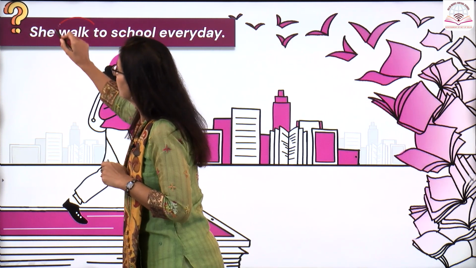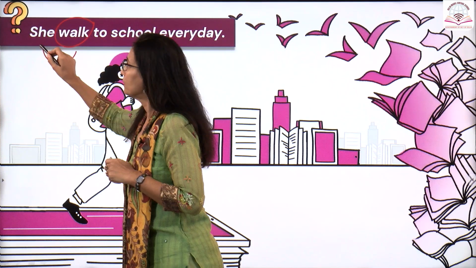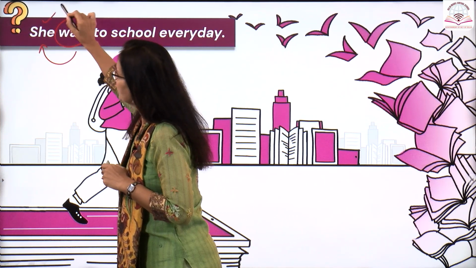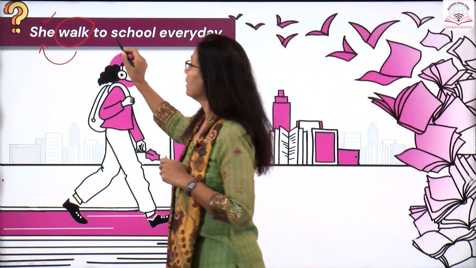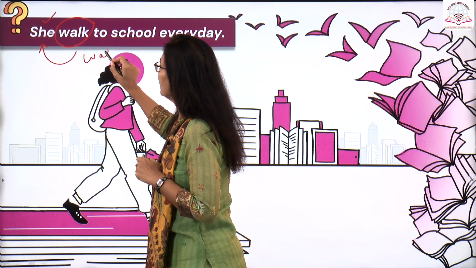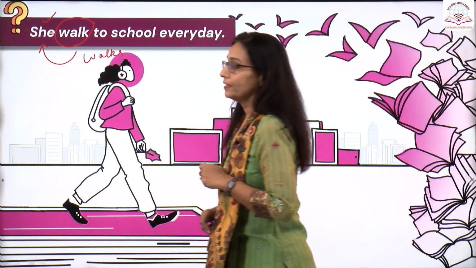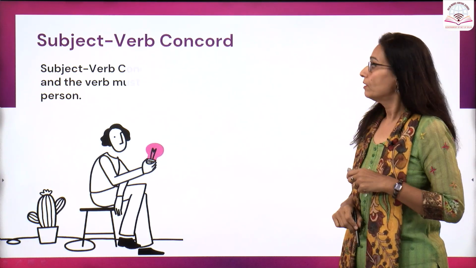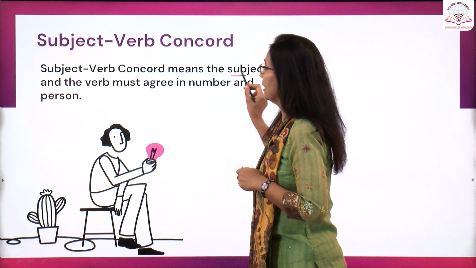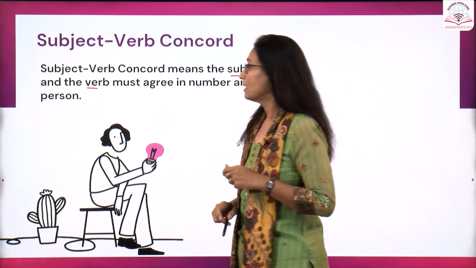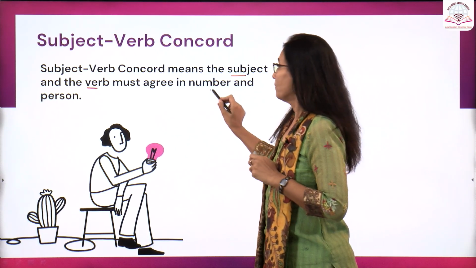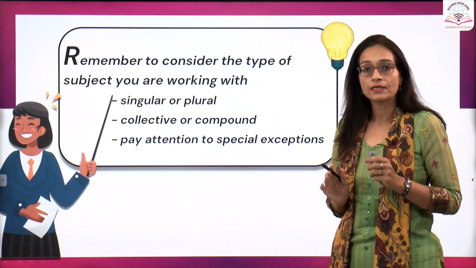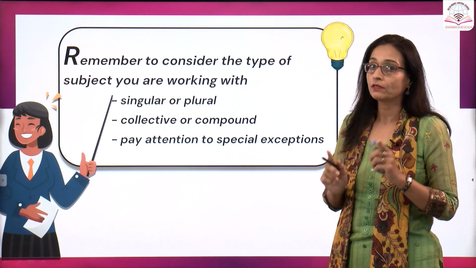Now here the word walk does not agree with she. Why? Because she is a singular subject and we must add an S with walk to make this sentence grammatically correct. When we say subject-verb concord, we mean that the subject and the verb must agree with each other in number and person. Now, there are certain things that we must remember when we say the word subject.